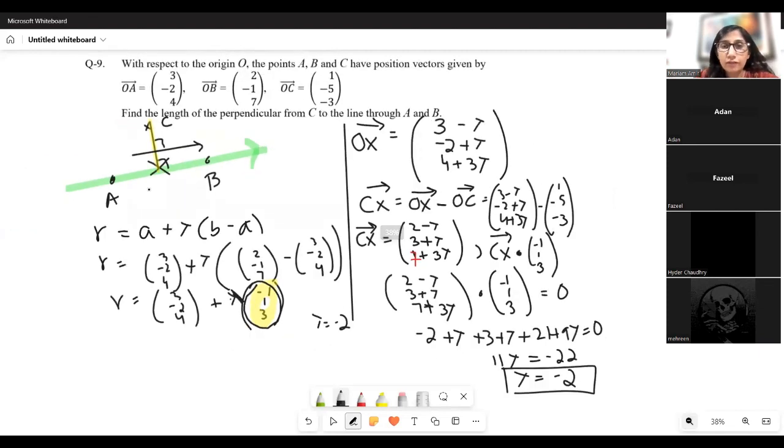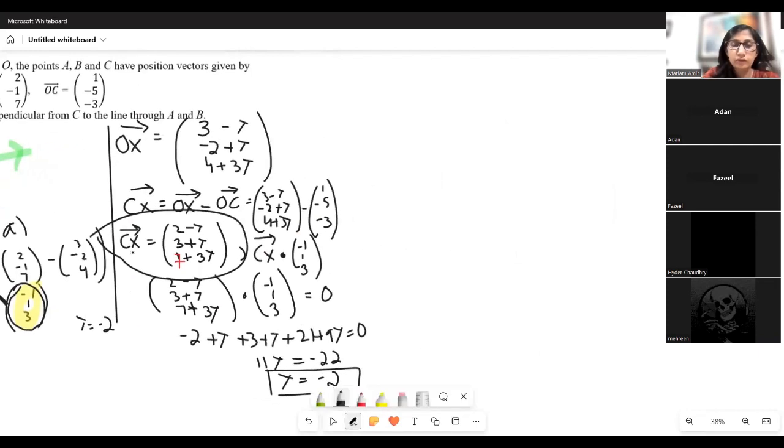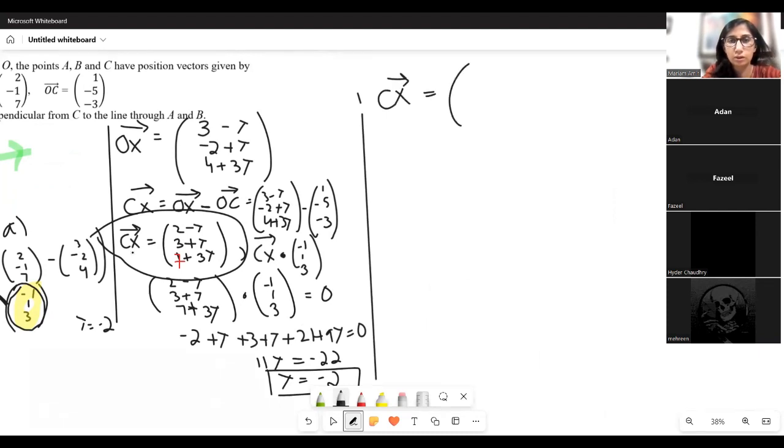Okay. Once we have lambda, we're going to substitute that in CX and then take its magnitude to find the perpendicular distance. So CX is going to be 4, 1, and 1. So the magnitude of CX is 4 squared plus 1 squared plus 1 squared, which is square root of 80.